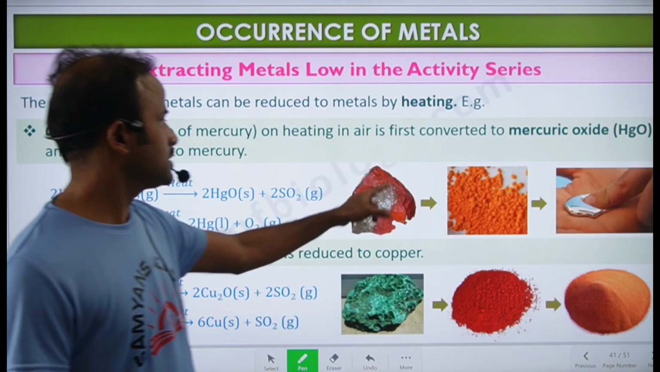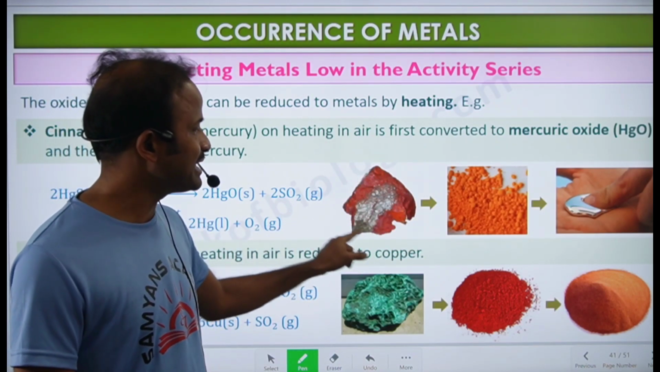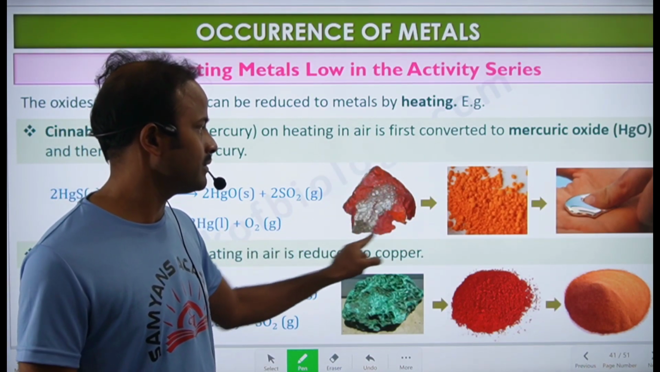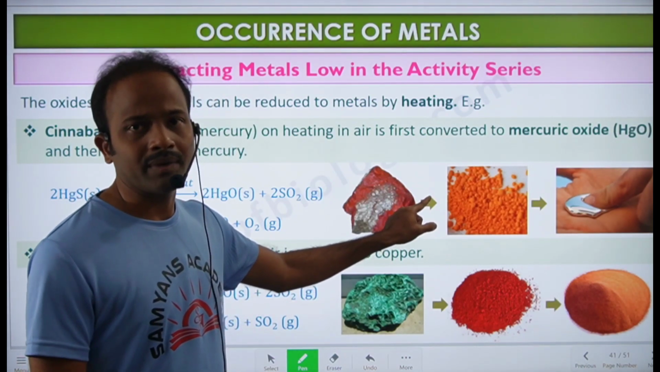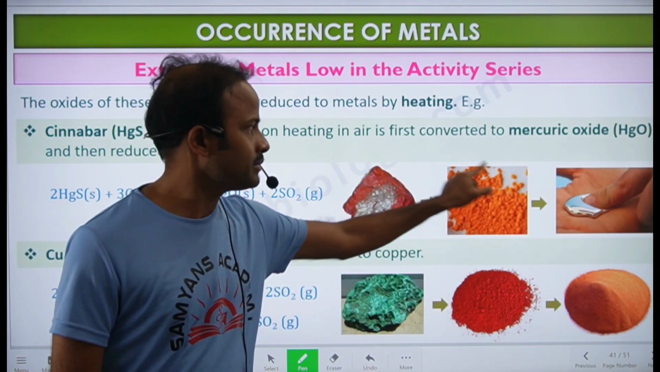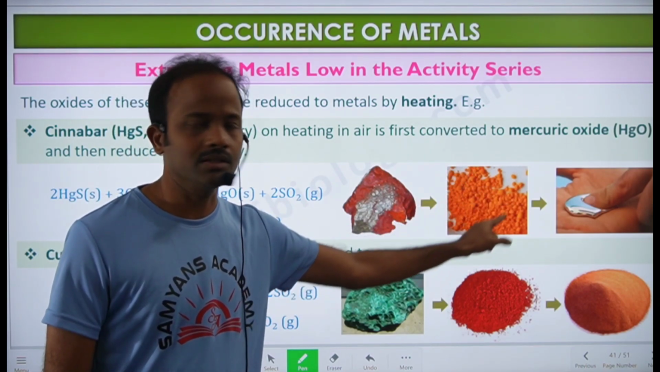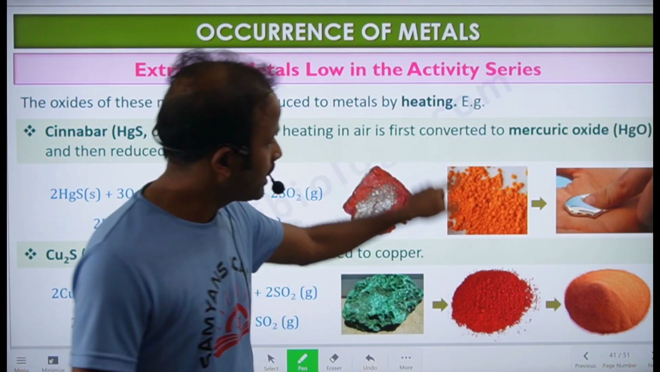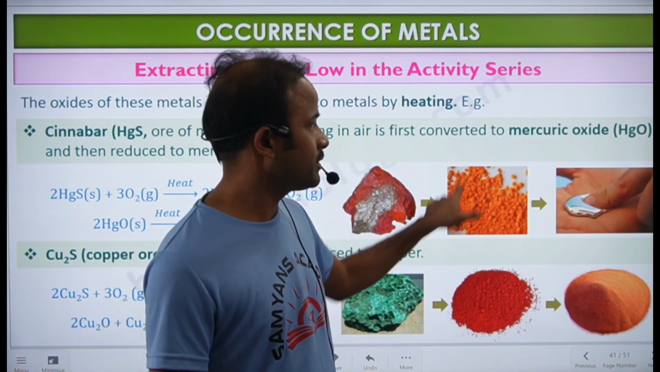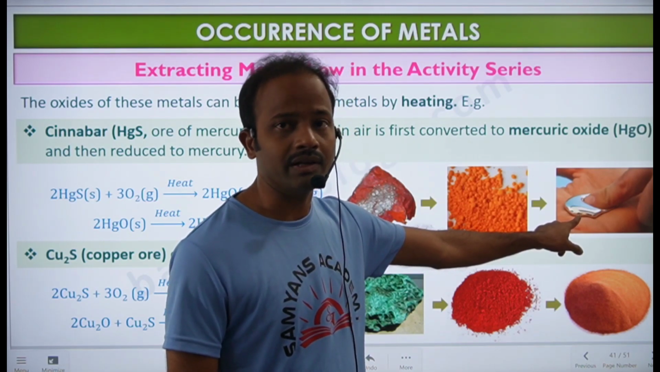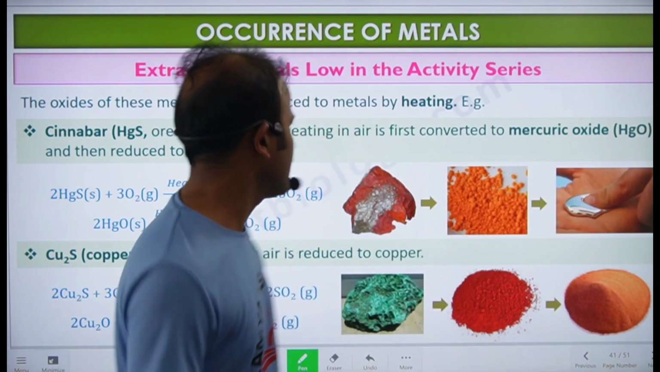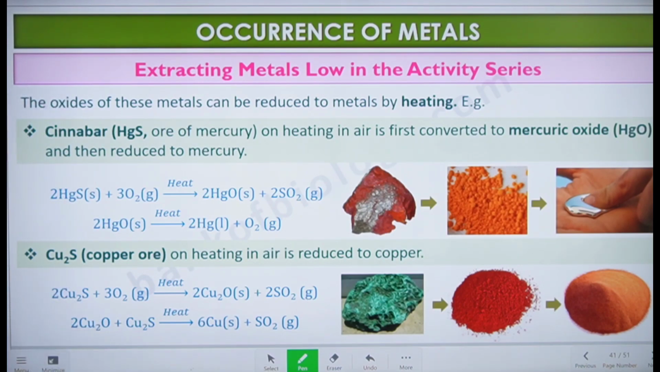Right, now you see this is a mercury ore, which we call cinnabar ore, and the color of the cinnabar looks like this. Right, so after burning this in the presence of oxygen, you will get this mercury oxide, which is in powder form. And heating further, this mercury oxide gives mercury in the liquid form. This is the liquid mercury we will get like this. Okay, and this is the extraction of mercury from its ore cinnabar. Now let us see copper ore.